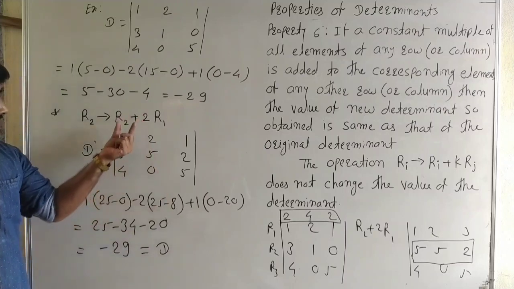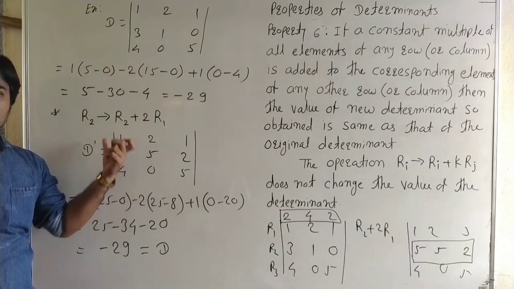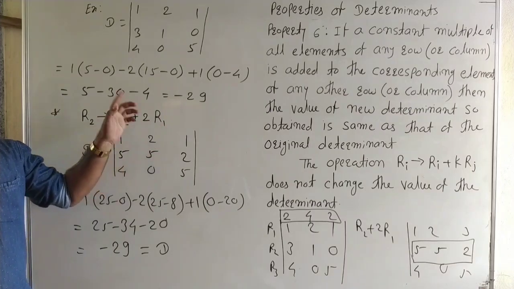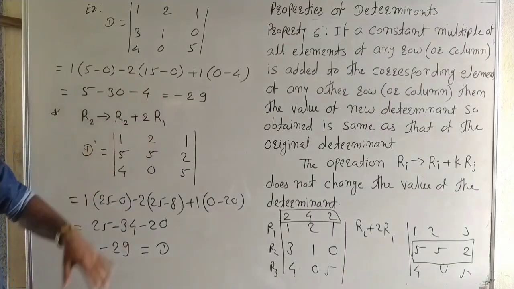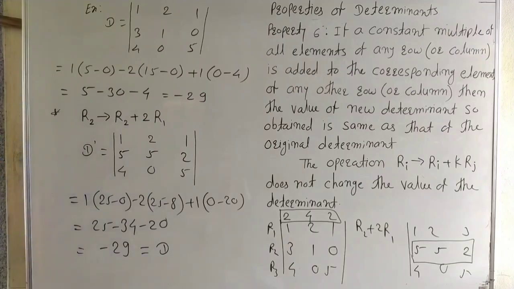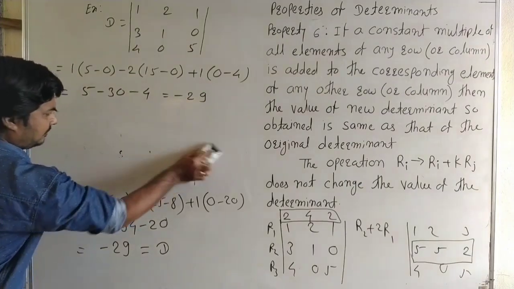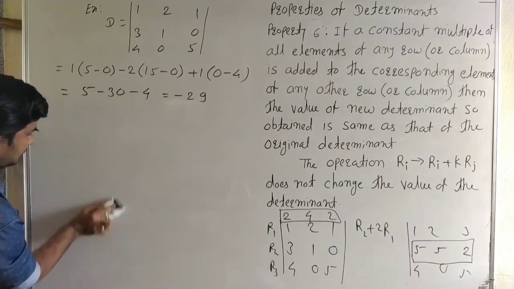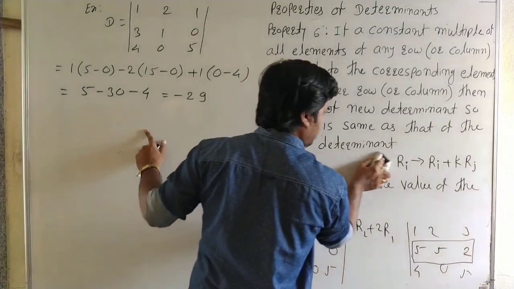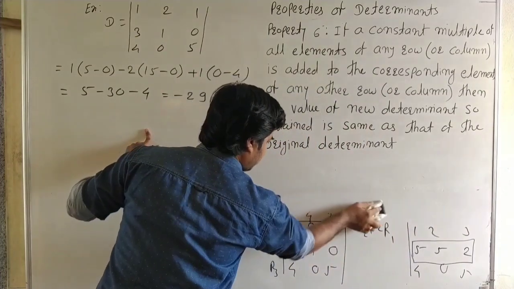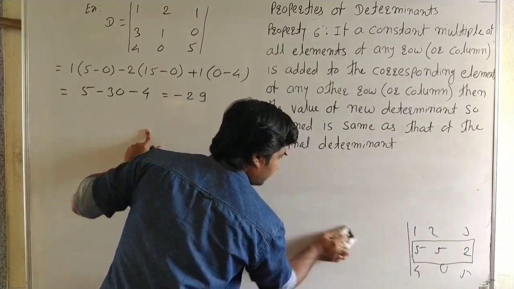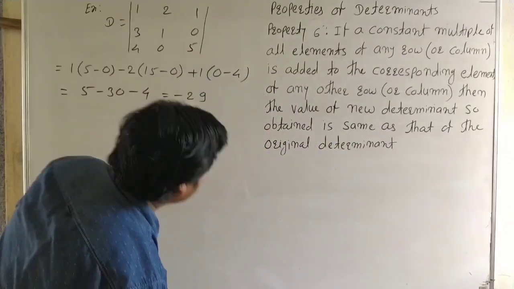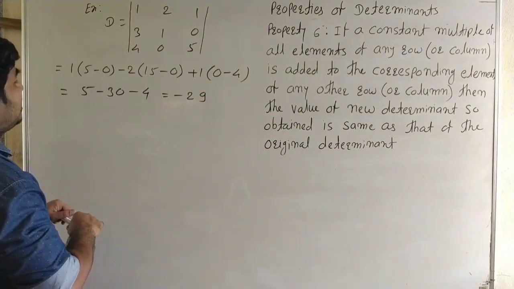Okay, here we can perform any transformation. Here we performed R2 plus 2 R1. Okay, now we see the next transformation. Here it is the original determinant.